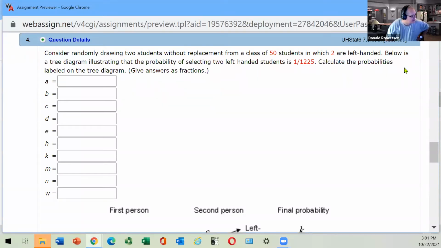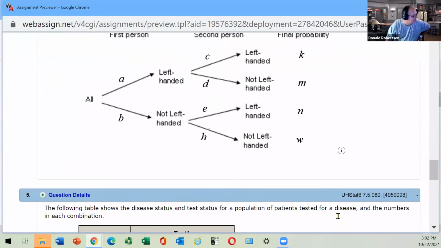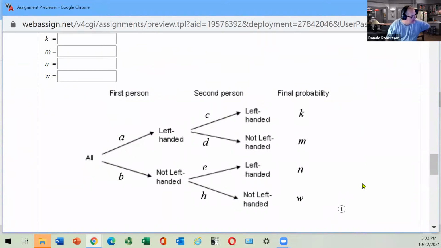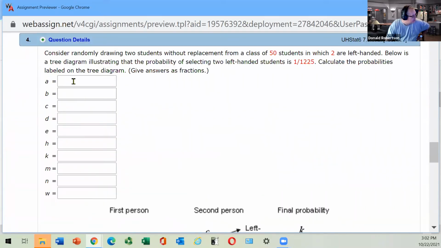This is to do with the left-handed, right-handed thing, isn't it? Mm-hmm. And it says, consider randomly drawing 2 students without replacement from a class of 50, in which 2 are left-handed. Okay, so they keep changing the numbers, right? So the one I did won't be the numbers that you'll do. But anyway, it's still 50 students, 2 are left-handed. And here is the tree diagram. And we're going to create this tree diagram, and each of these ABs is going to go in here somewhere, right?